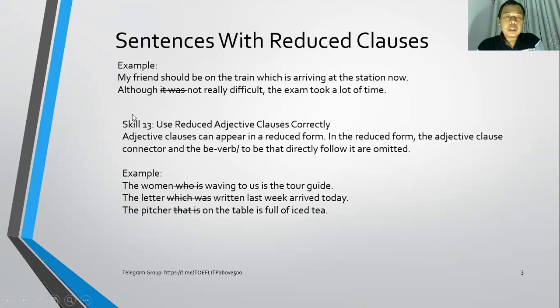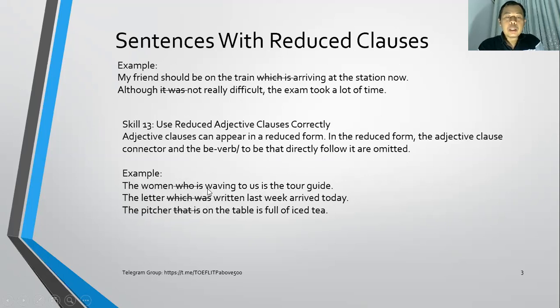So we study about skill number 13, use reduced adjective clause correctly. Adjective clause can appear in a reduced form. In the reduced form, the adjective clause connector and the be-verb or to be that directly follow it are omitted, or reduced, or eliminated. For example, the woman who is waving to us is the tour guide.